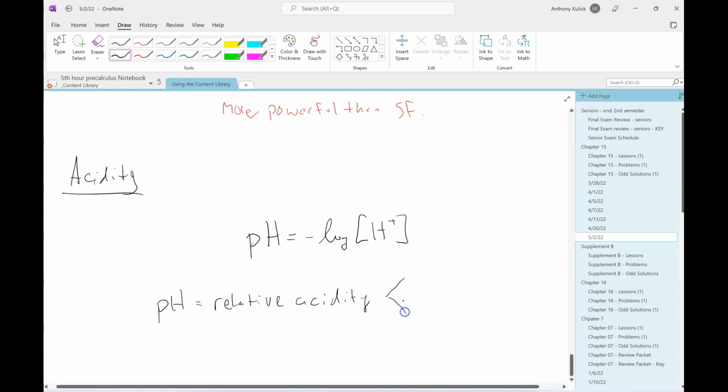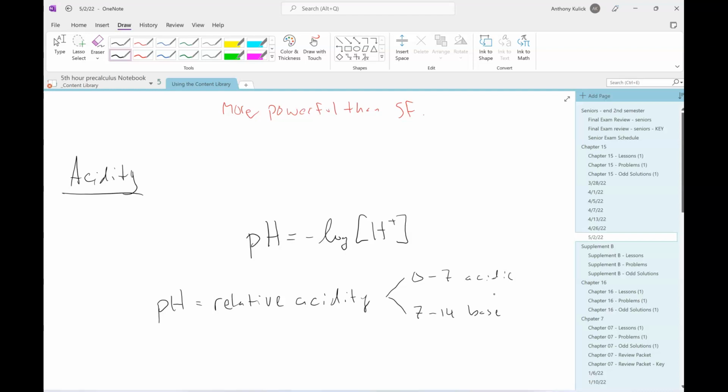Do you remember what numbers are acidic versus basic? Low numbers are acidic. High numbers are basic. The scale runs from 0 to 14, where 7 is neutral, that's water.